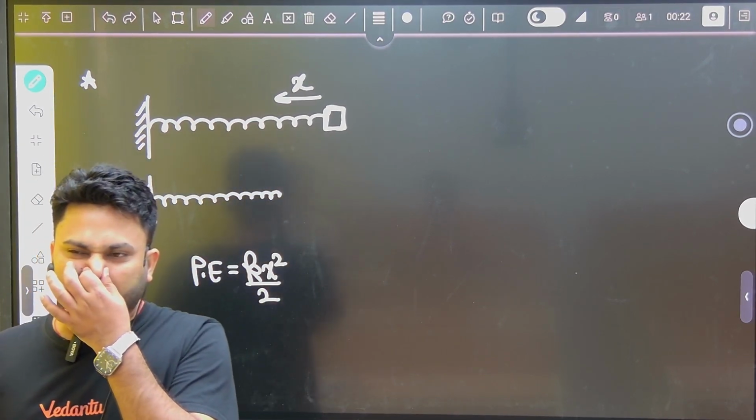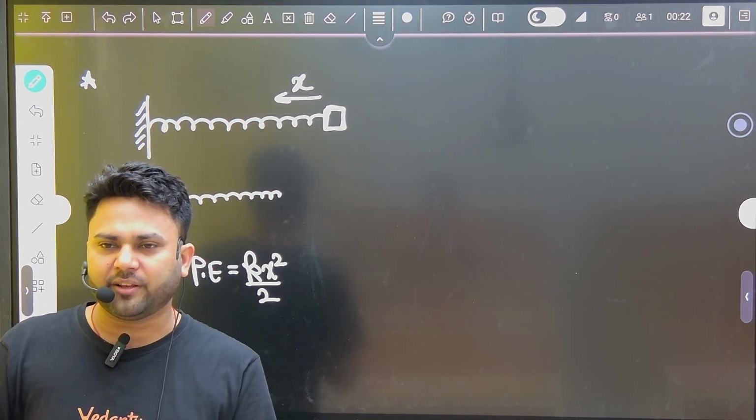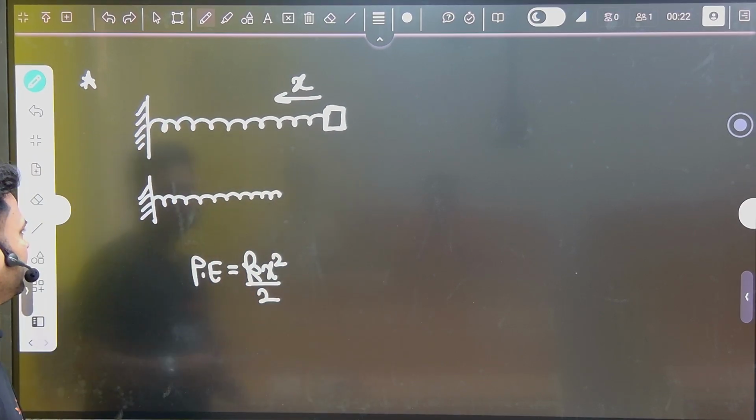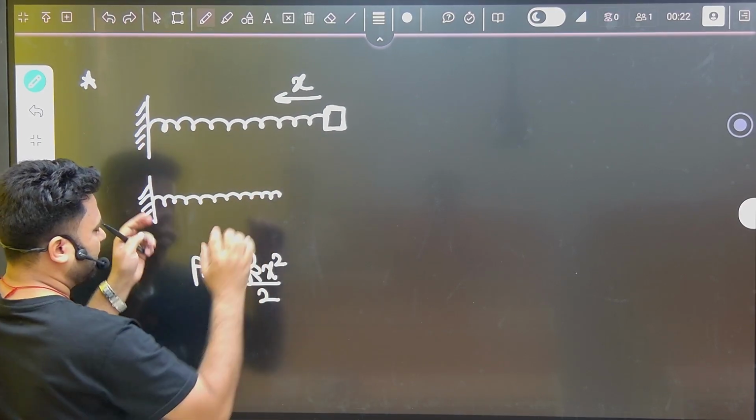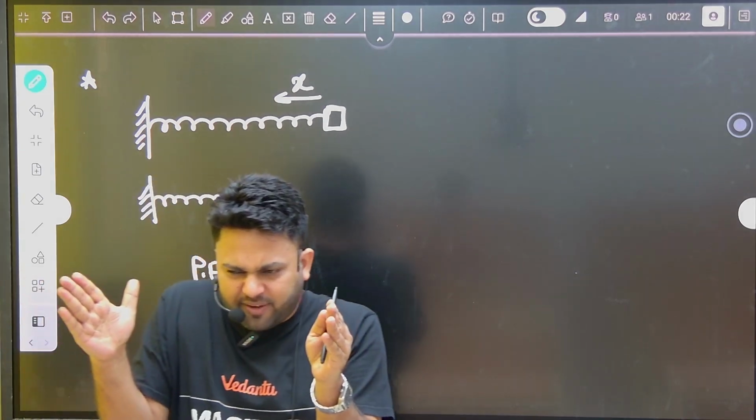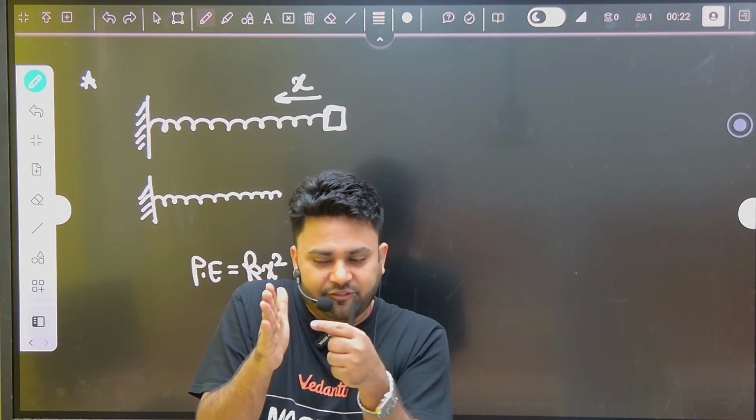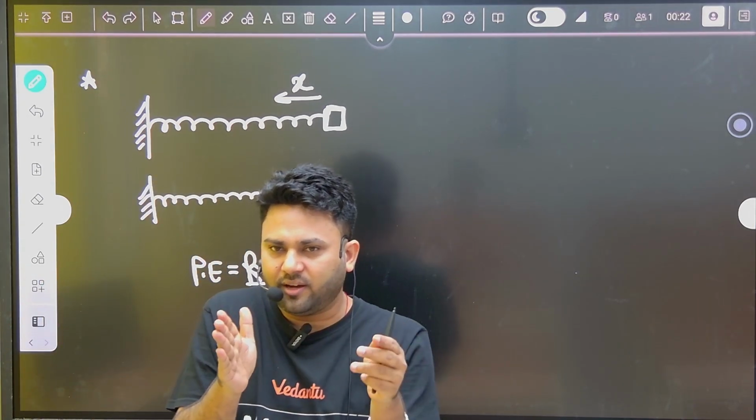Some students ask, sir, why is there energy if we compress the spring? See, if we compress the spring like this, you have played with a spring, you can feel that the spring is applying force in the opposite direction.